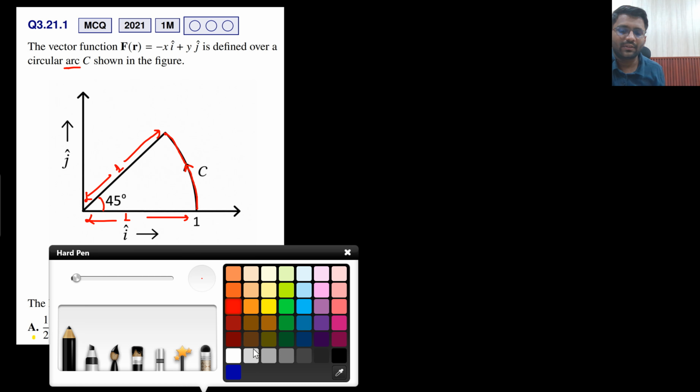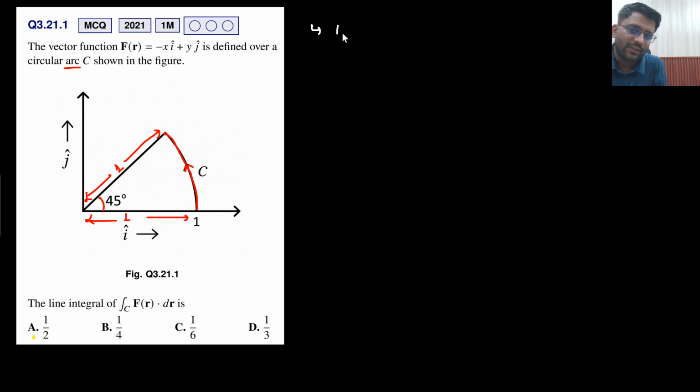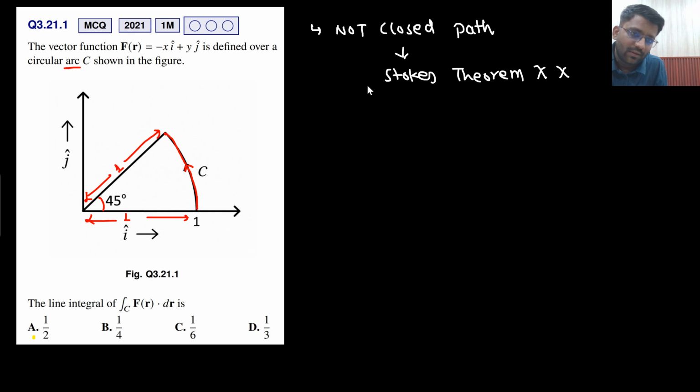So is it a closed path? No, it is not a closed path. Not closed path. So what does it mean? It means that you cannot apply Stokes theorem. Stokes theorem cannot be applied.